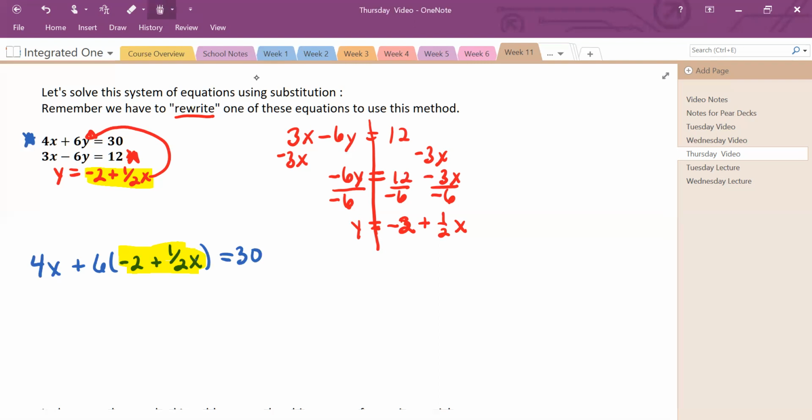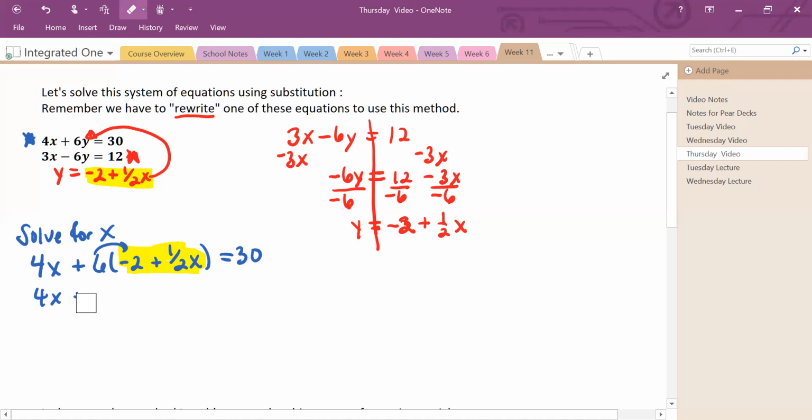Now, what do we do? We solve for x. So 4x plus, and we're going to distribute that 6. So 6 times negative 2 is negative 12. 6 times 1/2 is 6 divided by 2, which is 3. So it's plus 3x is equal to 30. Let's combine like terms here. I get 7x minus 12 is equal to 30.